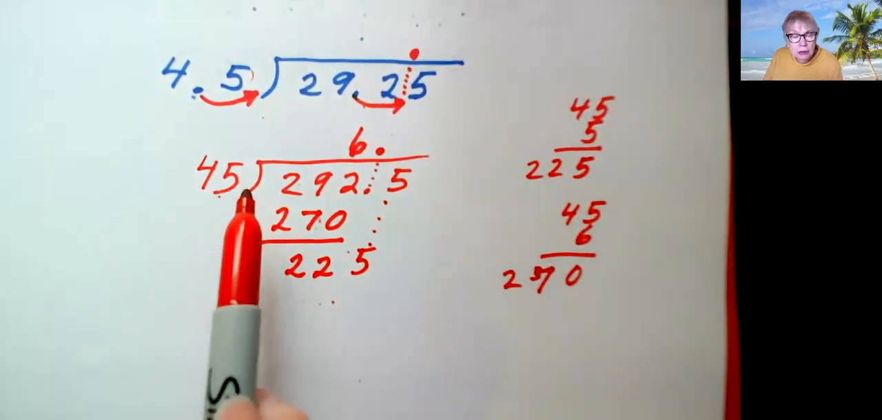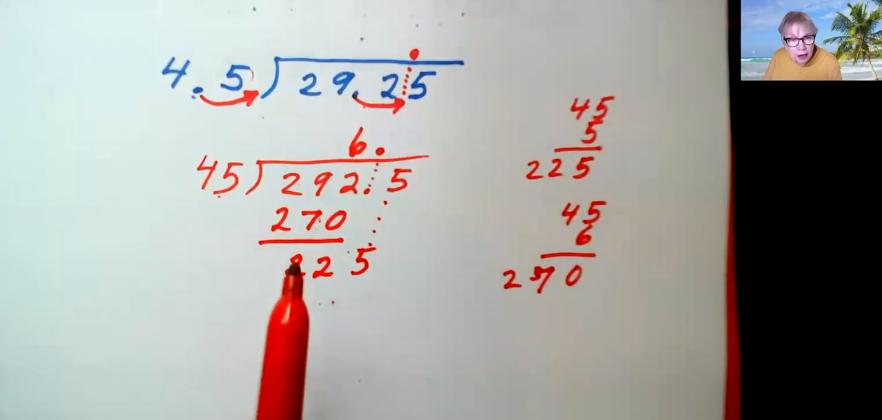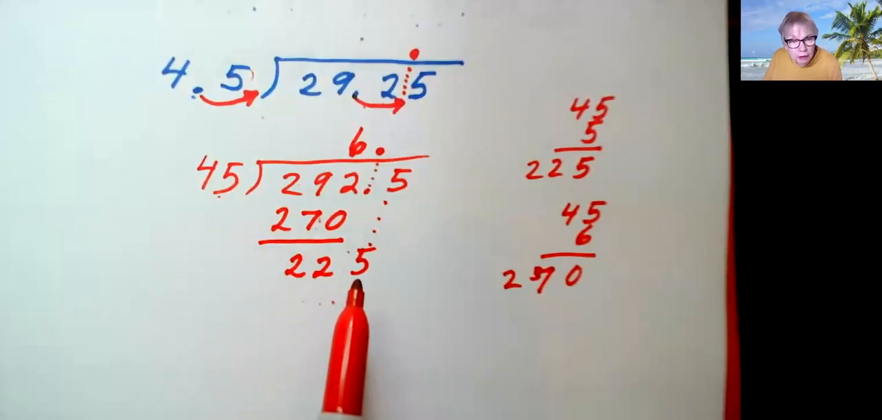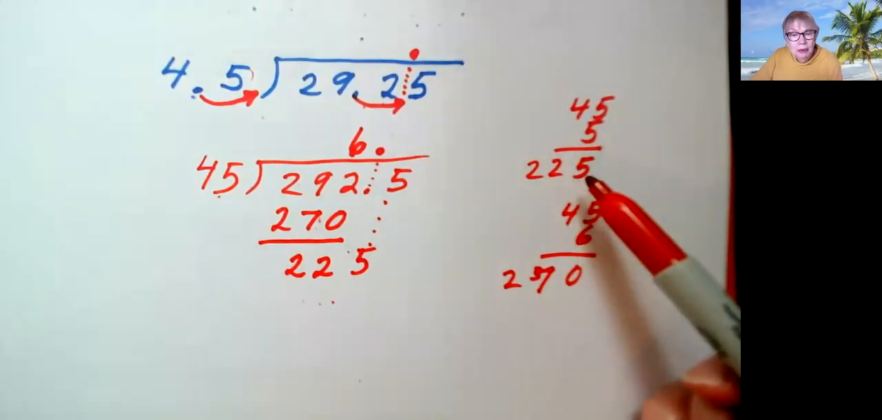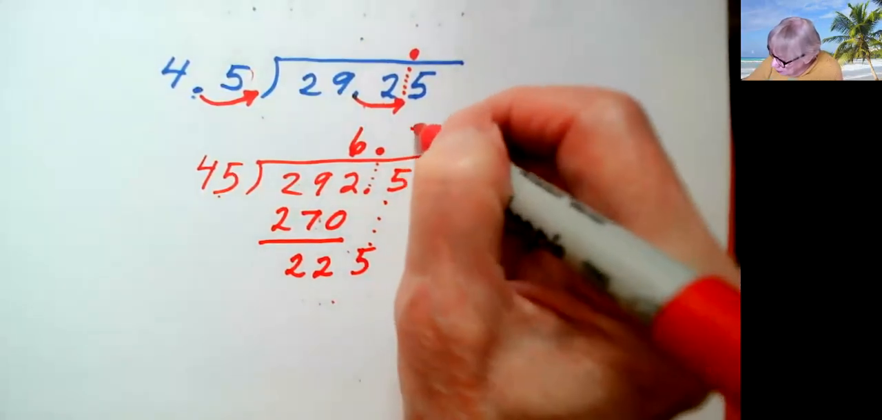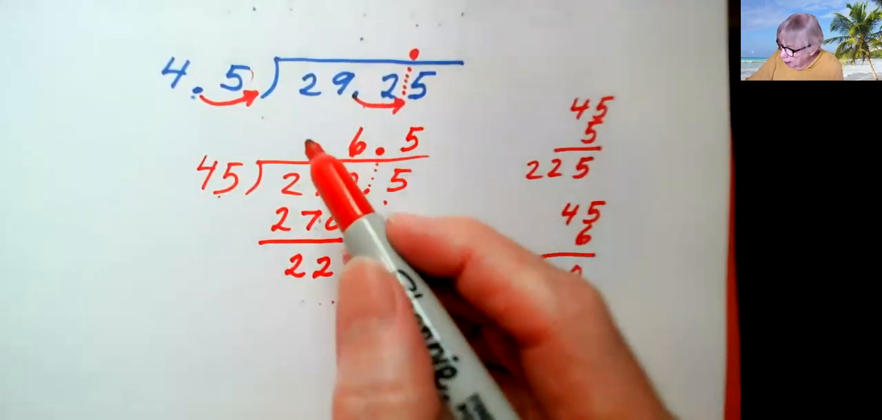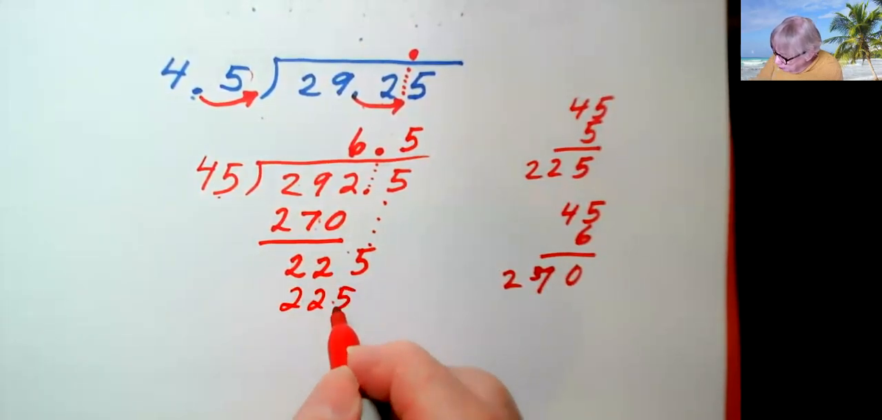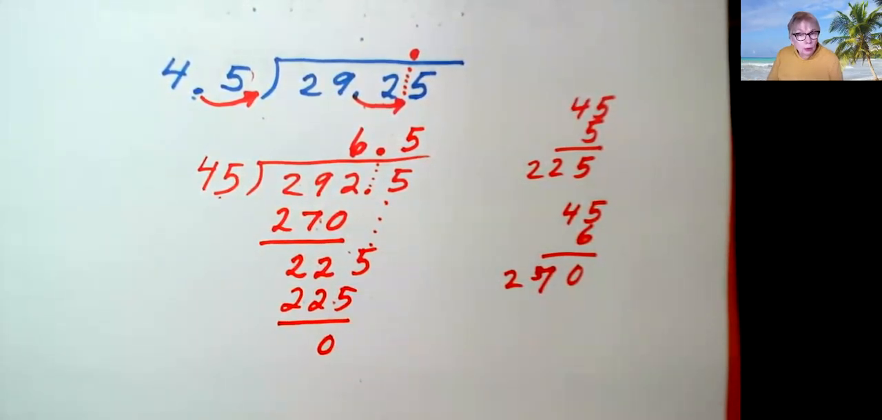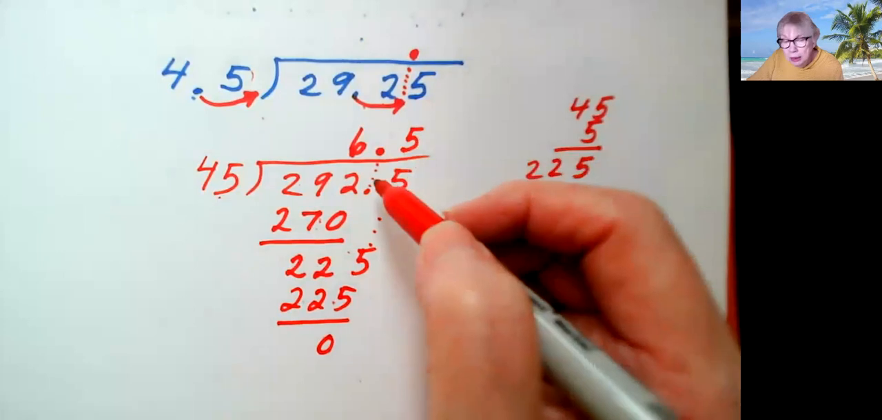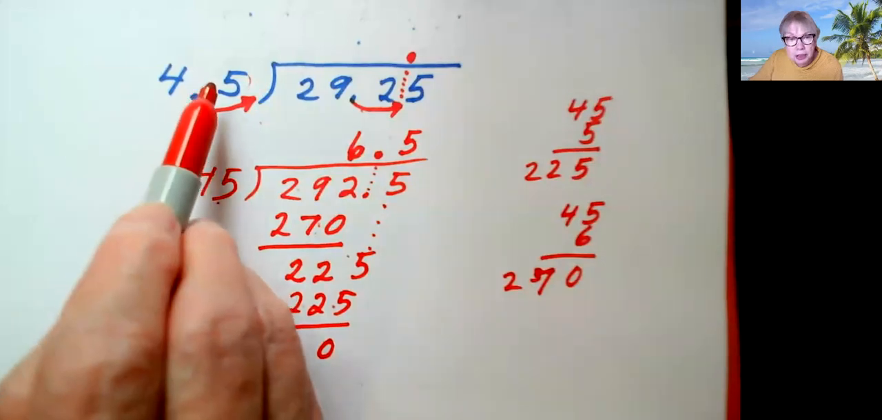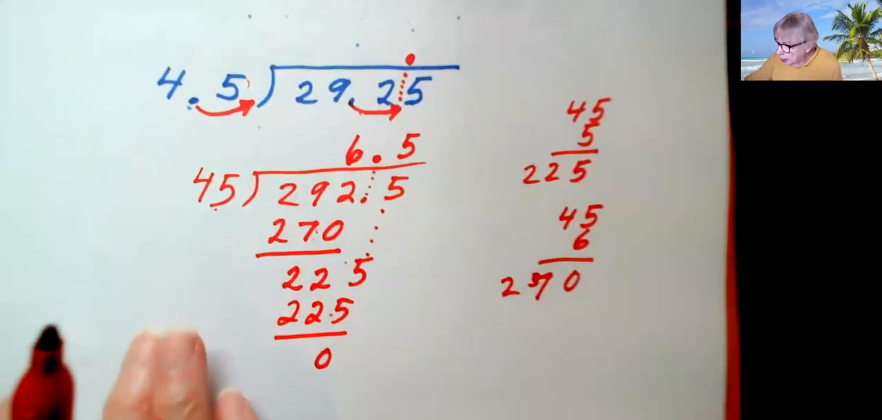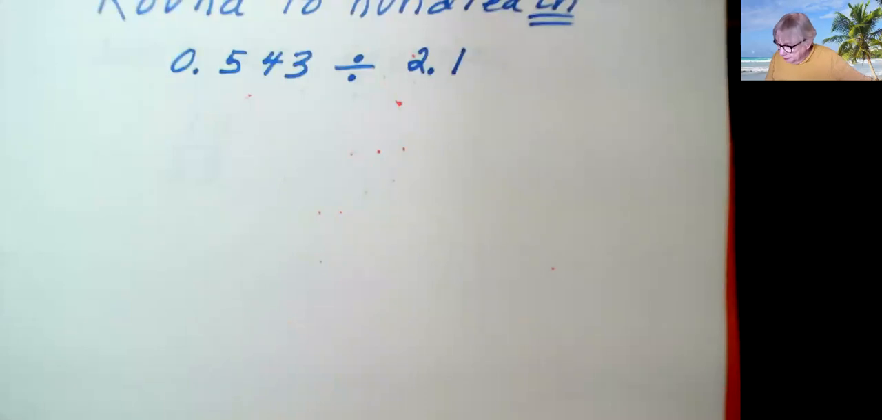And so now my next problem is 45 into 225. And so actually the work I did over here is going to help me because it goes exactly 5 times. So I'm going to put that there. 5 times 45 happens to be 225. When you get a remainder of 0, you're done. And so that's what that is. And so I think that one worked out. We just had to shift the decimal one place at the very, very beginning.